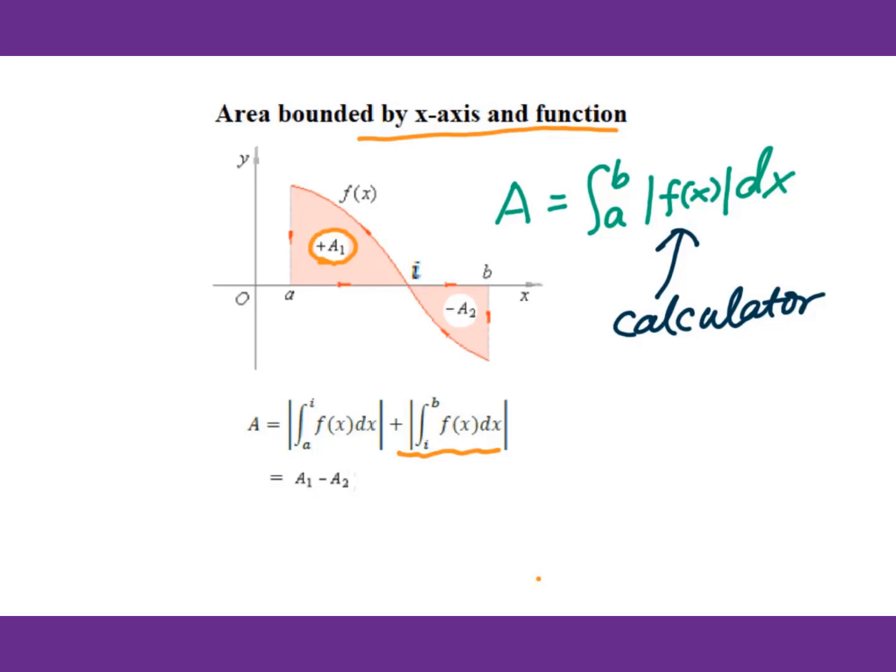Without a graphing calculator, you have to figure out the x-intercepts, and also you need to figure out for which interval the graph is above the x-axis, and for which interval the graph is below the x-axis. Then use this formula to figure out the area.